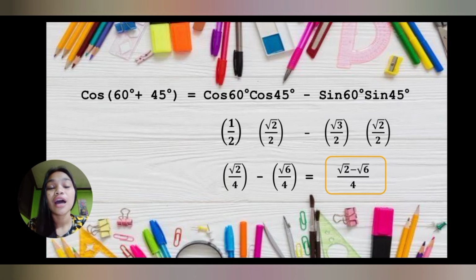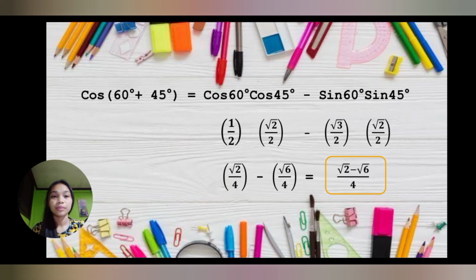So we have cos of 60 degree plus 45 degree, which equals cos 60 degree cos 45 degree minus sin 60 degree sin 45 degree. So all we need to do is find the values of cos and sine in the unit circle. The cos 60 degree has the value of 1/2, cos 45 degree has the value of square root of 2 over 2, the sin 60 degree has the value of square root of 3 over 2, and the sin 45 degree has the value of square root of 2 over 2. So cos 45 and sin 45 have the same value, which is square root of 2 over 2.